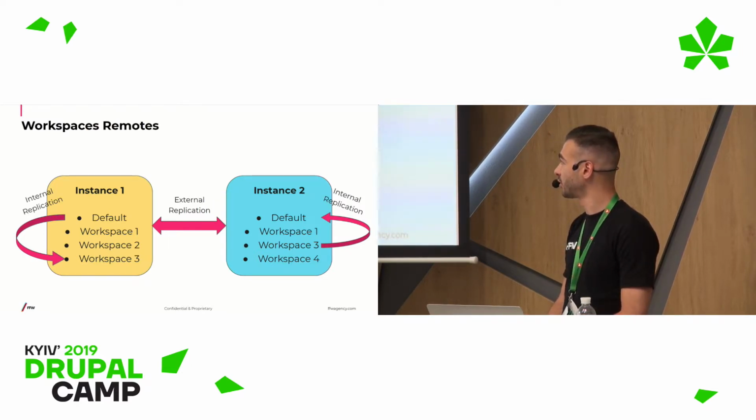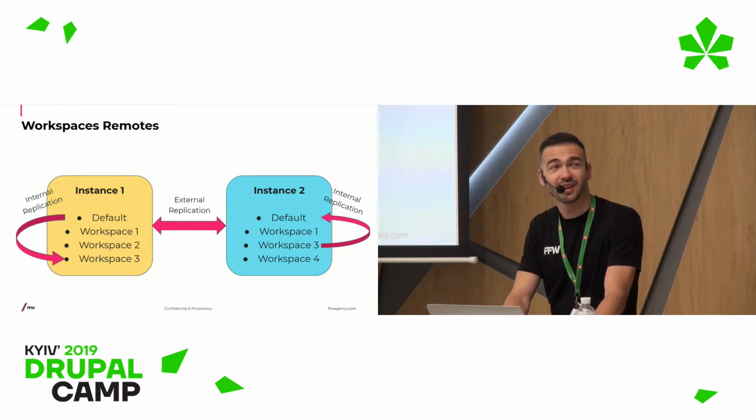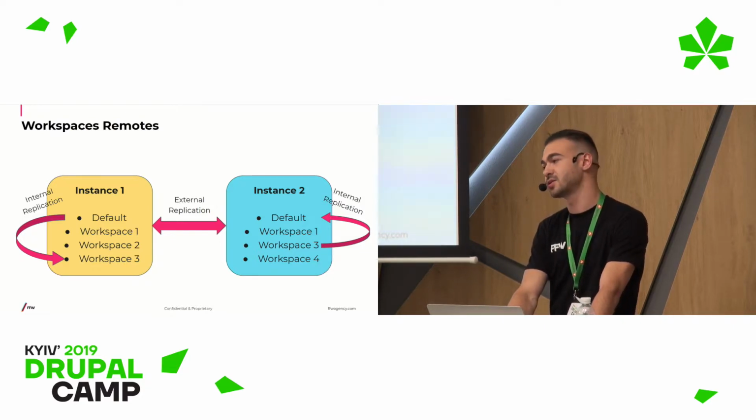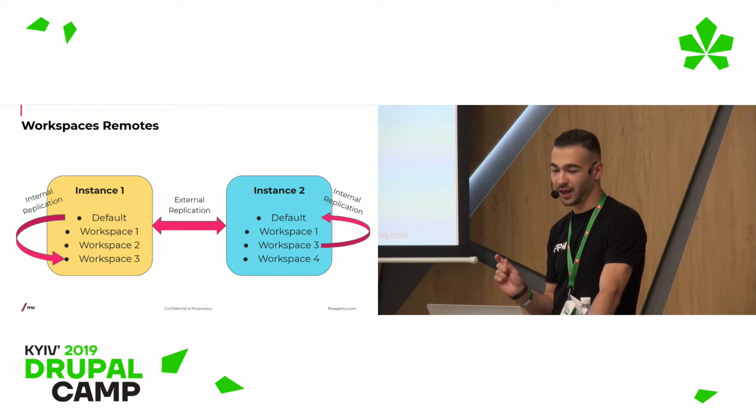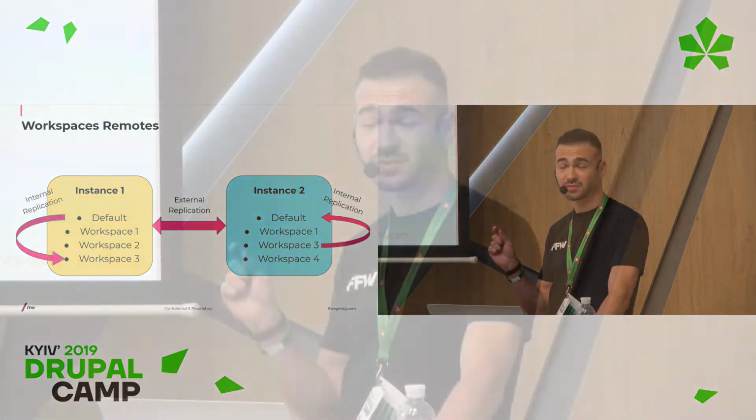You can think about your Drupal instances as the remotes in your Git. You can have your local and you can have your origin. So this is a scheme that gives you some understanding of it. In each instance, you would have a default workspace. The default workspace is something that would be shown to the public. You can consider it as the master branch of your Git. So that's the branch that contains the content to be shown to anonymous users.